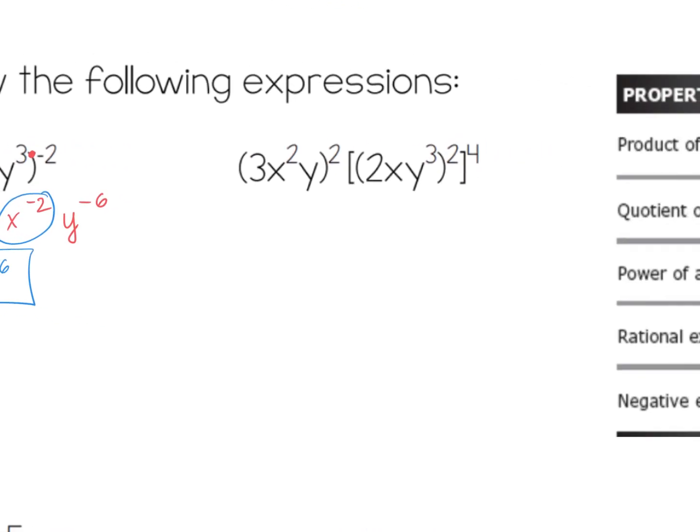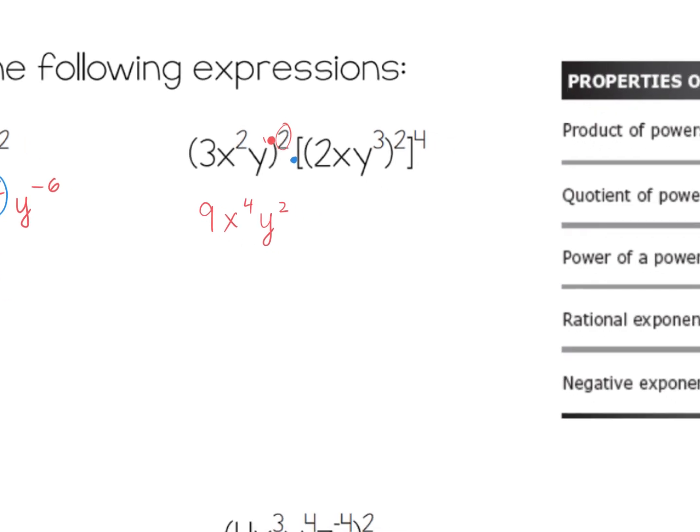All right, same thing. Exponent first, and then multiply. Take care of the first term. To put a multiplication, because power to power we multiply. So 3 raised to the power of 2, you get 9. X to the power of 2 to the power of 2, x to the power of 4. Y to the power of 2, because 1 times 2 is 2.